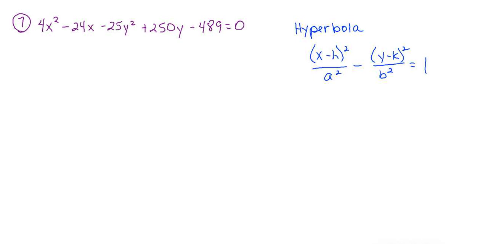So we're going to do like we did previously. We're going to group our x's. And on this one, the x's are already grouped together. Then I'm going to group the y's. Well, those are already grouped together as well. But I do need to put the 489 over on the other side.